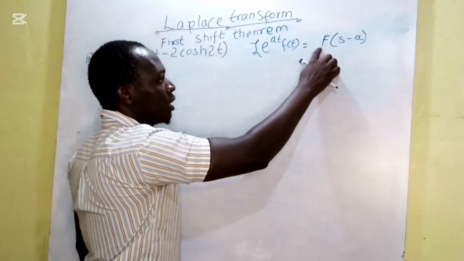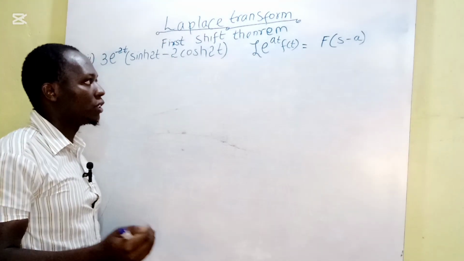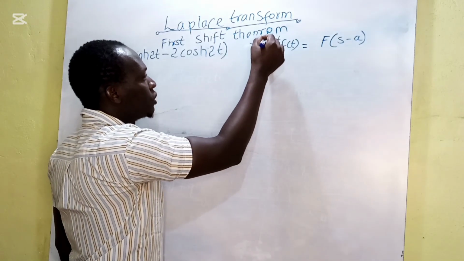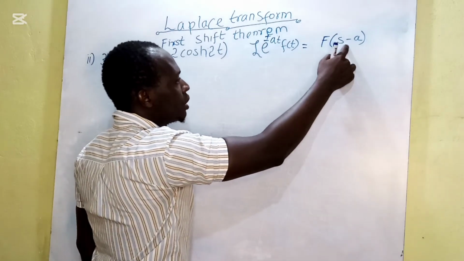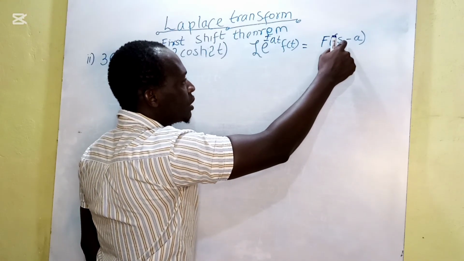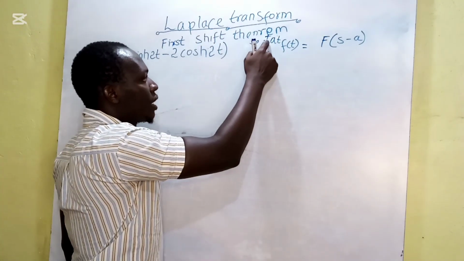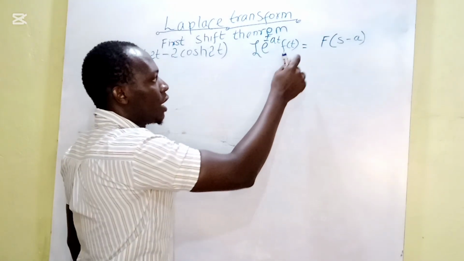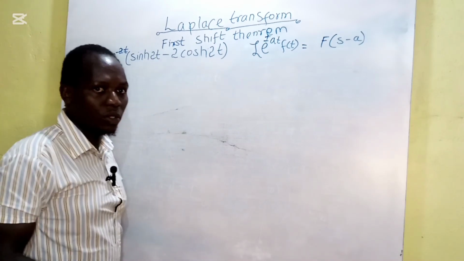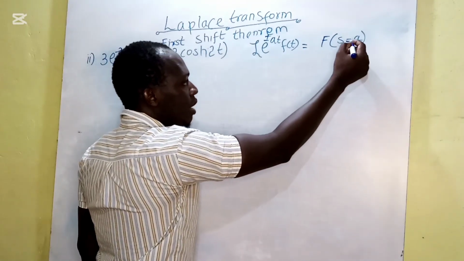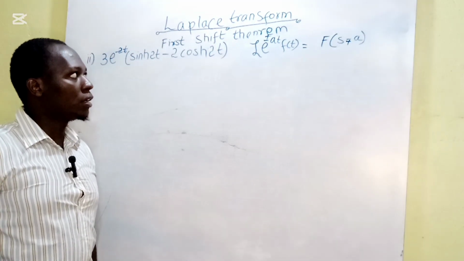We first find the Laplace transform of our function f, and then to the term of s we do our shifting. When we are having a positive on this side, to the term that will be shifted we are going to have a negative. And when we are having a negative at this point, after carrying out the Laplace transform of the function f of t, on the term of s we are now going to have a positive. Once you've understood those concepts, you are good to go.